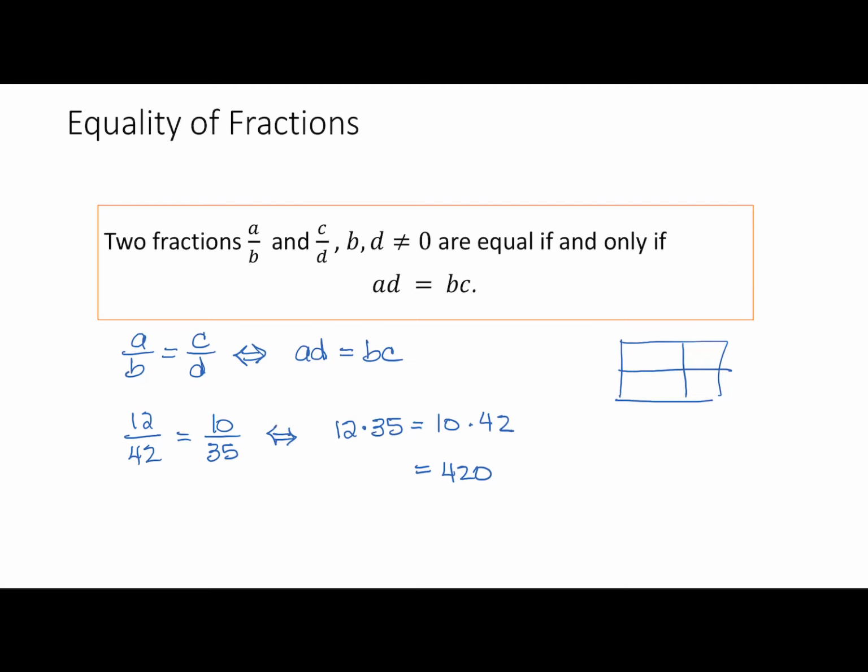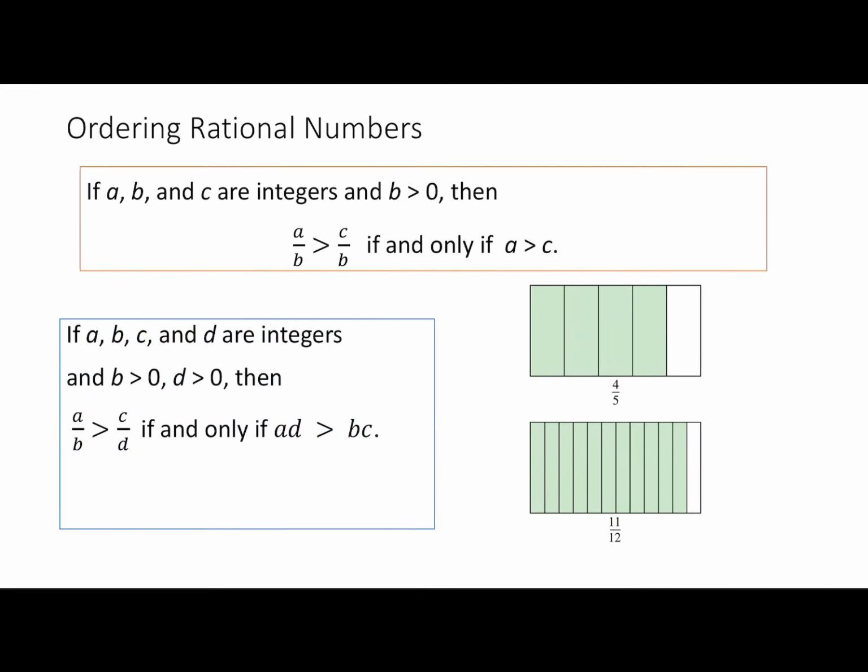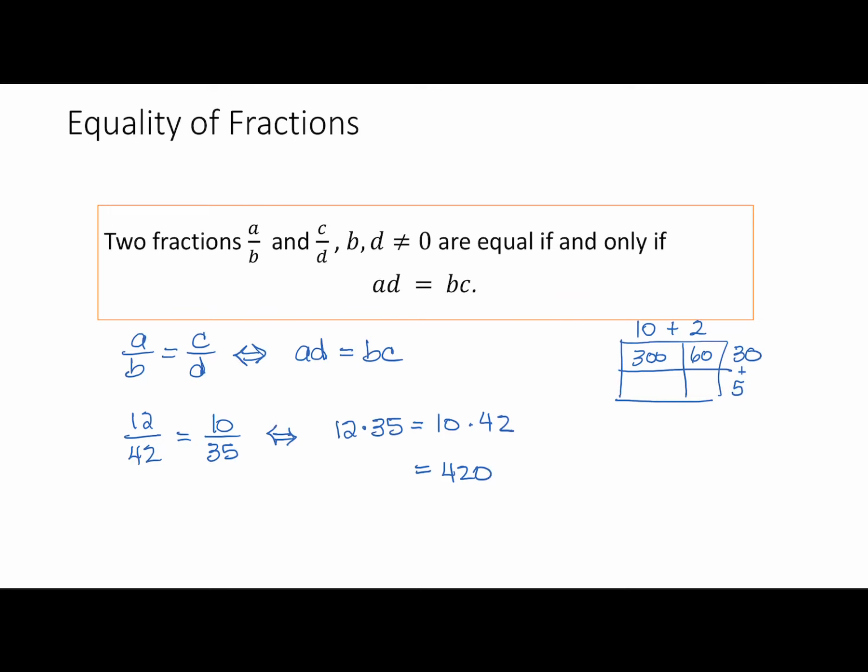Just for kicks, let's use partial products here. So 12 is 10 plus 2, 35 is 30 plus 5, and I'm going to multiply in the squares. So I get 300, 60, 50, and 2 times 5 is 10. And I add, right? 300 plus 60 plus 50 plus 10. That's going to give me 420.